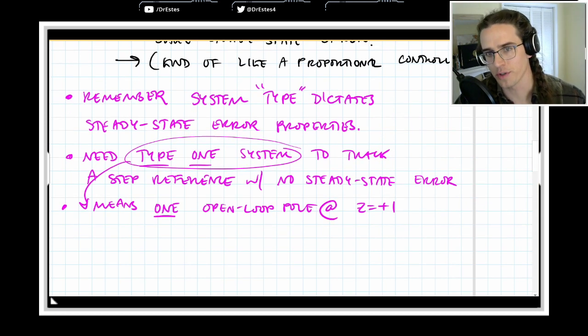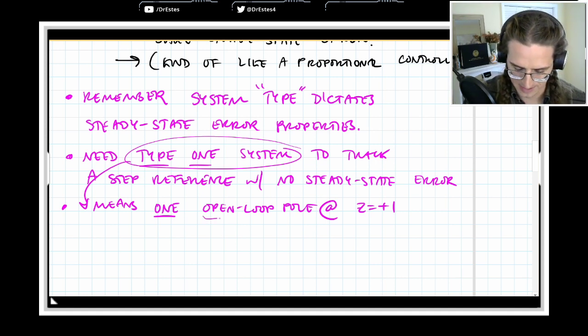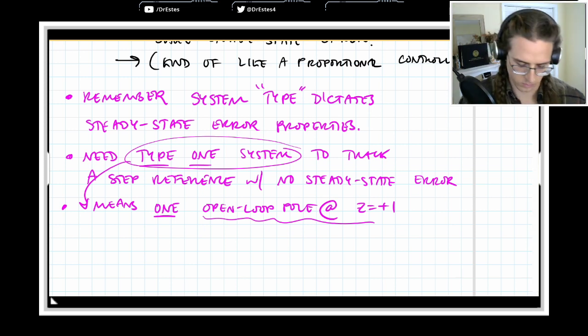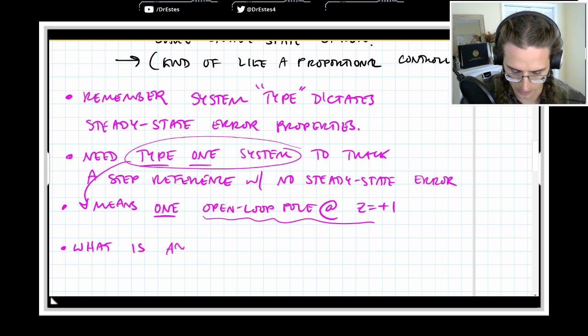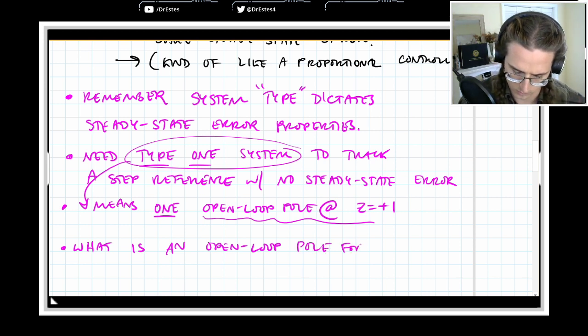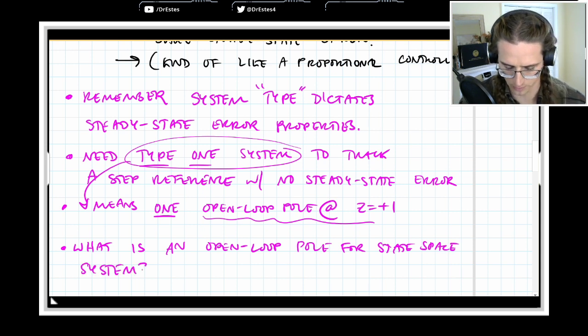Okay, so my question for you is, what if I want to add an open loop pole to this system? Okay, first, this is the first question. What is an open loop pole for a state space system? That's my first question for you guys.